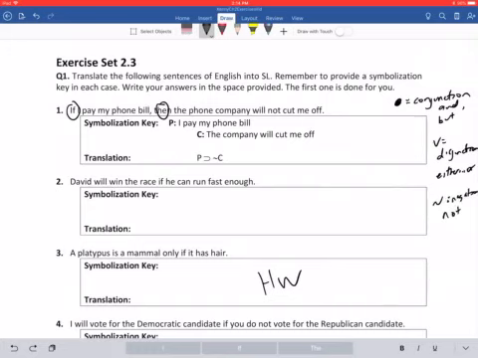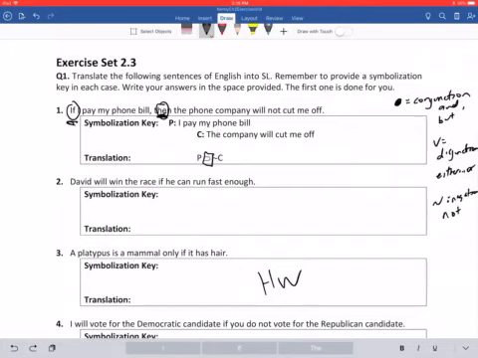Now remember, the tilde is the only operator that's monadic. It applies to single sentences. The other ones are called dyadic. They connect two sentences. Same with the conditional. The conditional is represented with the horseshoe, okay, and it connects two sentences. In English, the translation is usually an if-then, okay.